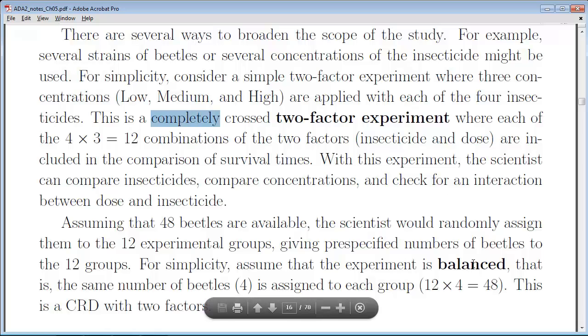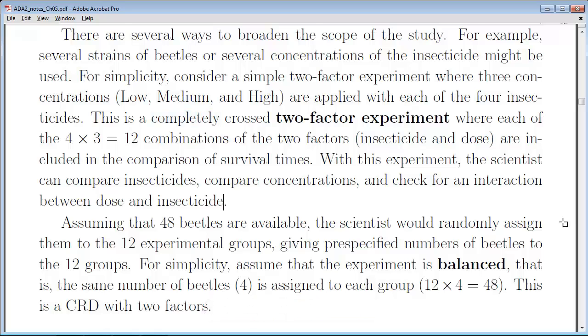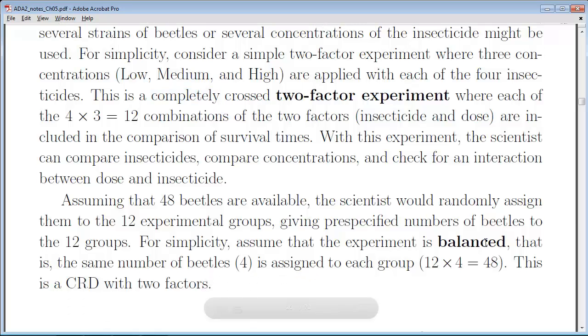Furthermore, we're going to perform randomization such that we have a balanced design. So we're going to start with 48 beetles. We've got 12 experimental groups because we have 4 insecticides and 3 dose levels, so that's 12 combinations. And 48 will divide evenly into 12, so we've got 4 beetles in each group. So that will be a balanced design.